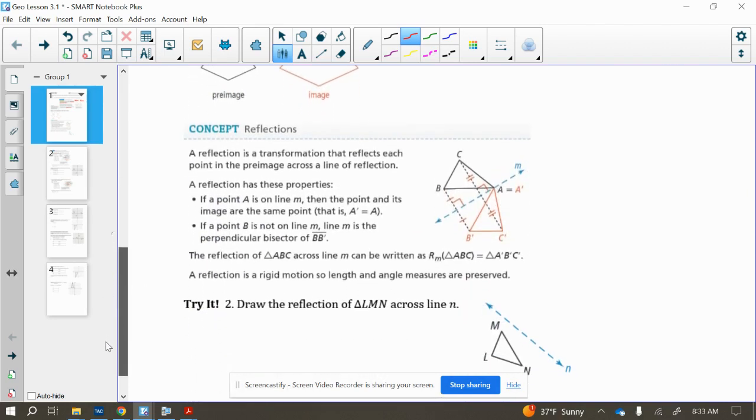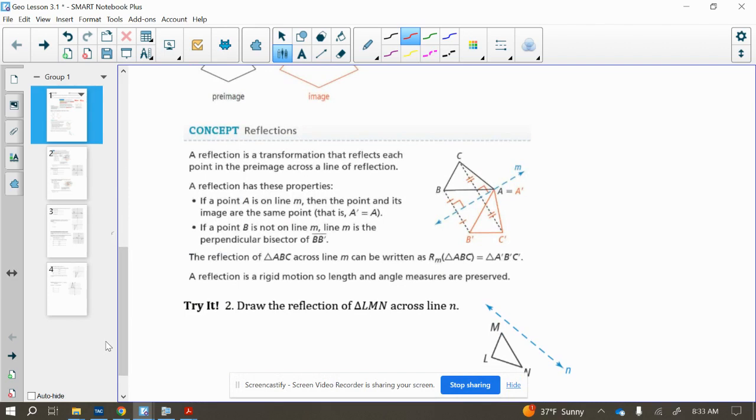Now, there are multiple types of rigid motions, the first being our idea of a reflection. And a reflection, if we look at this vocab word, underline that, a reflection is a transformation that reflects a point across a line of reflection. So for instance, if we look at this original triangle ABC, we see this line of reflection here, line M, and we are moving the points across that line.